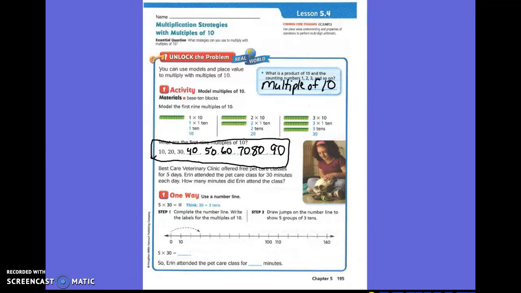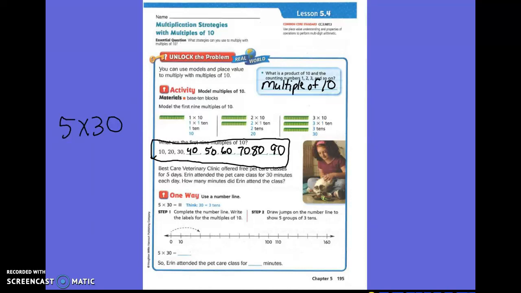Now let's read the problem. Best Care Veterinarian Clinic offered free pet care classes for 5 days. Aaron attended the pet care class for 30 minutes each day. How many minutes did Aaron attend the class? Okay, so we are doing 5 times 30. And we are finding 5 times 30 on a number line right now.